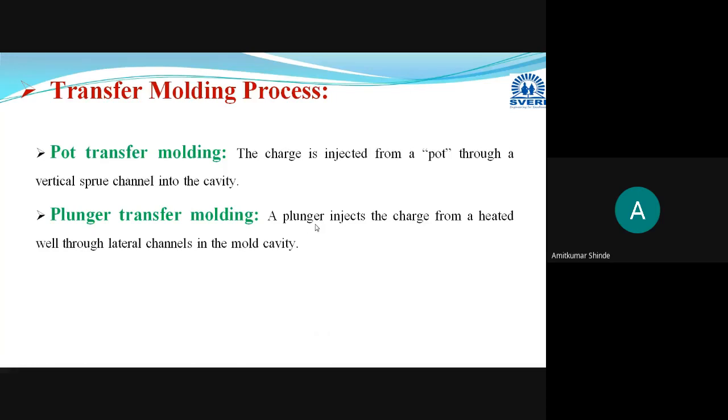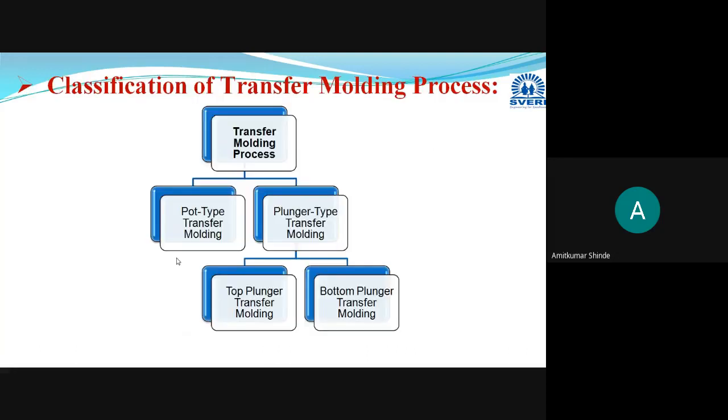Now we will move towards the next part, that is the classification of the transfer molding process. The transfer molding process is classified into two types: pot type transfer molding and plunger type transfer molding. This is the classification of the transfer molding process. Now, on which basis is this classification done?